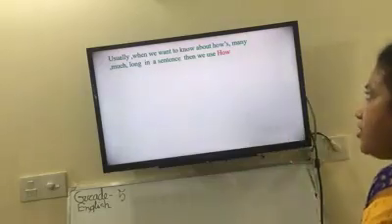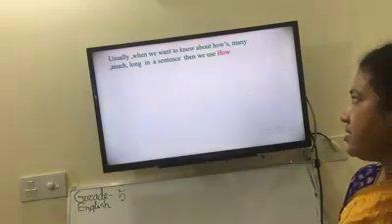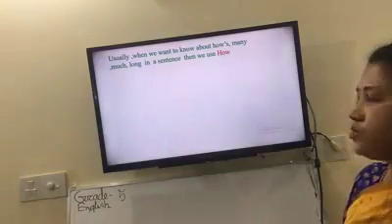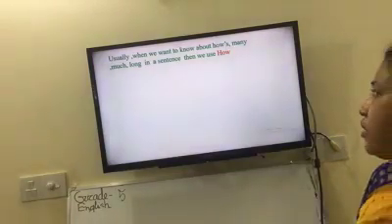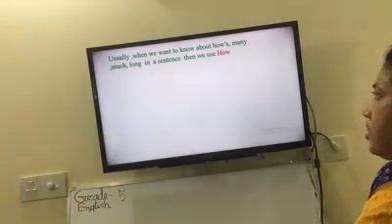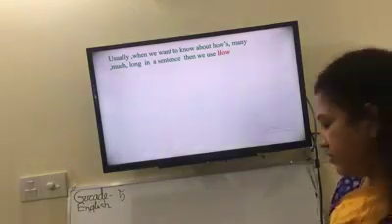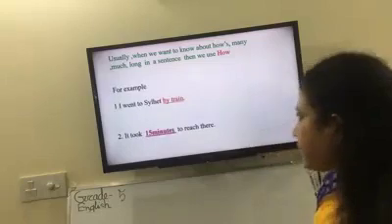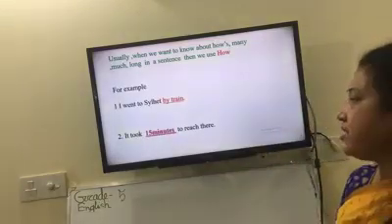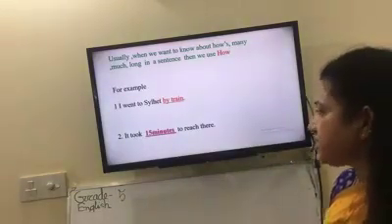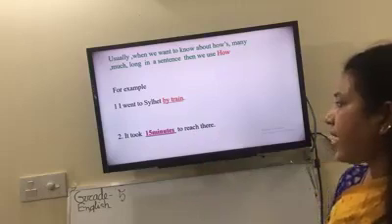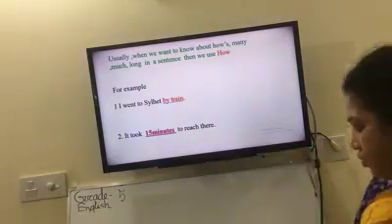Usually when we want to know about how many, how much, how long in a sentence, then we use how. For example, I went to Sylhet by train. I took 15 minutes to reach there.